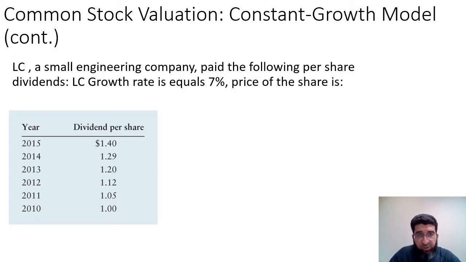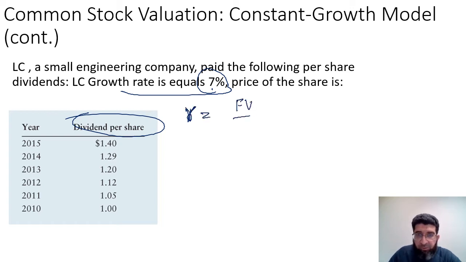These are the dividends per share that is given, and then we have a growth rate that is equal to 7%. What is the share price of the share? Now, if you remember, we have this valuation formula, which is R equals future value divided by present value to the power 1 over n minus 1.